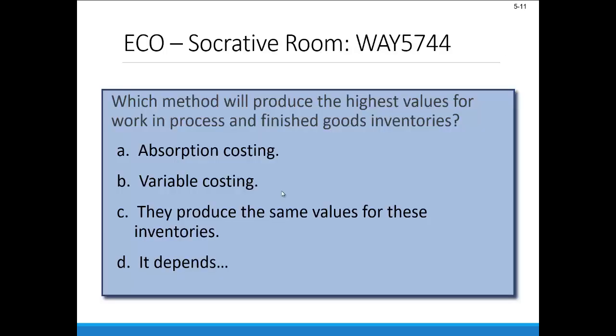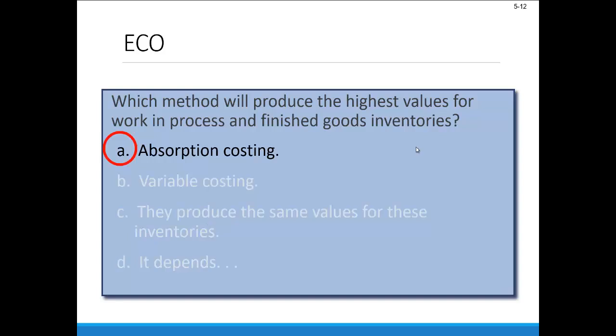So given that, which method will produce the highest values for work in process inventory and finished goods inventory? Pause the video, think about that for a second, and then come back for the solution. That would be absorption costing.